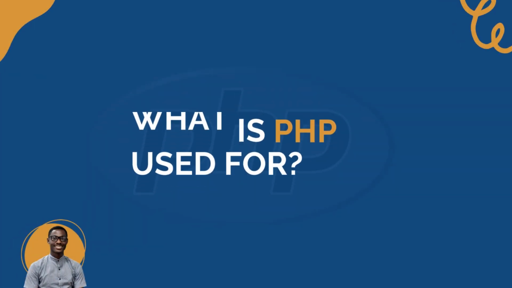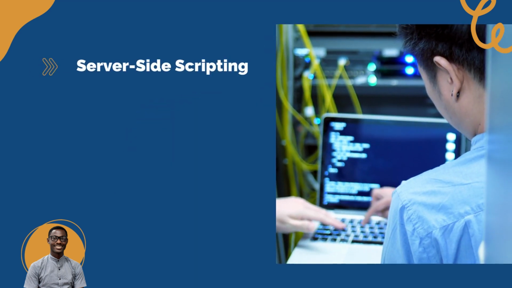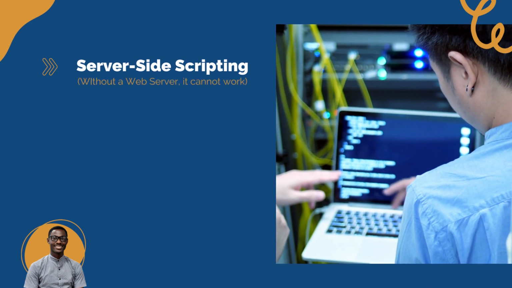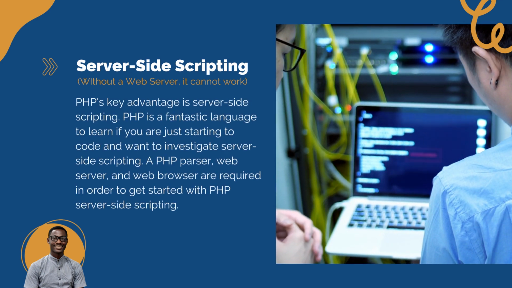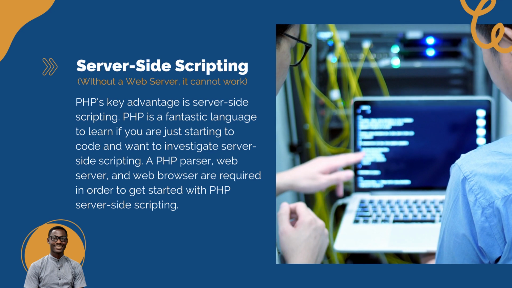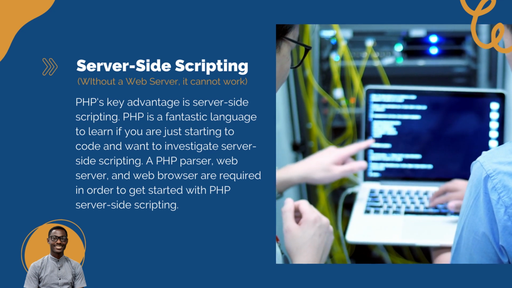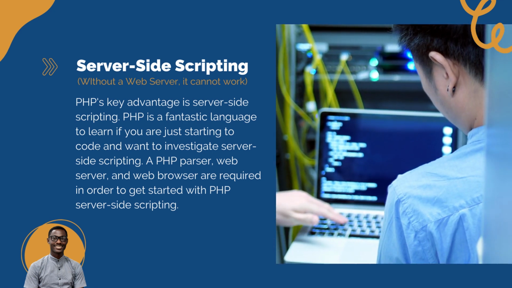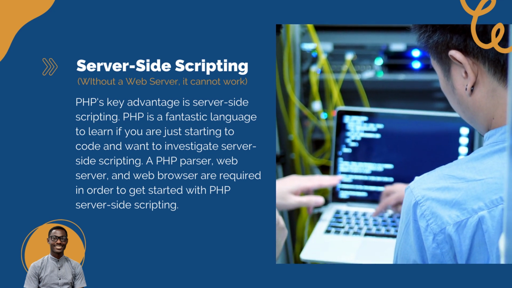What is PHP used for? PHP is used in 3 main areas, which include server-side scripting. That is, without a web server, it cannot function. PHP's key advantage is server-side scripting. It's a fantastic language to learn if you are just starting to code and want to investigate server-side scripting. A PHP parser, web server, and web browser are required in order to get started with PHP server-side scripting.